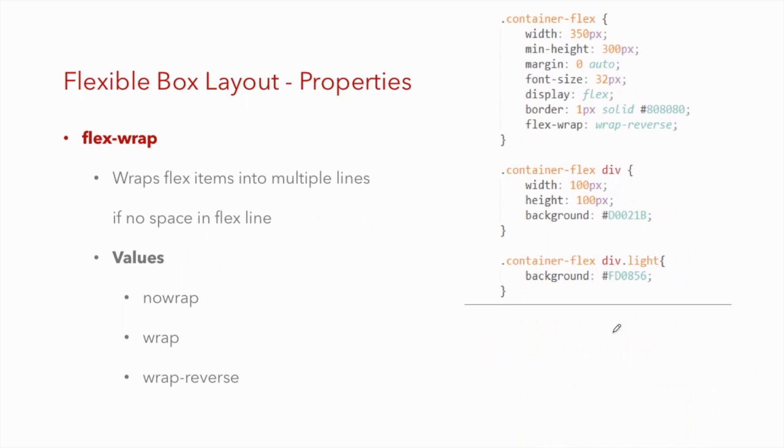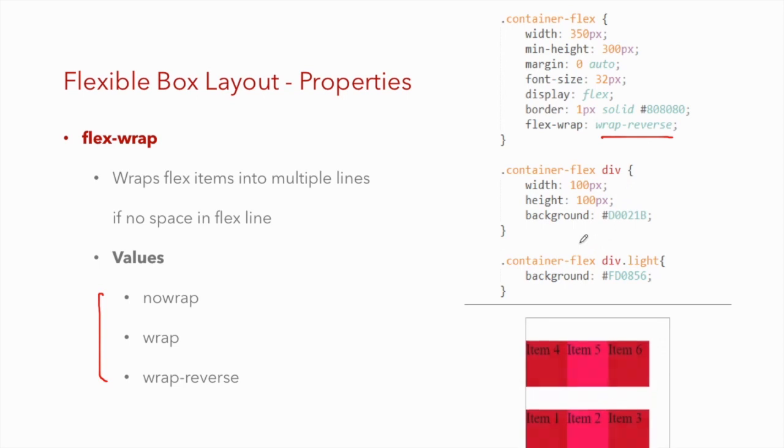Then we have flex wrap. It wraps flex items into multiple lines if there is no space in the flex line. Possible values for flex wrap are wrap, nowrap, and wrap-reverse. So we will see the example of wrap-reverse. This is what the output would be. You can see that though our sequence is 1 2 3 4 5 6, the entire row has got printed in the reverse order. If we had wrap as the option, the output would have been item 1, item 2, item 3, and then at the bottom item 4, item 5, and item 6.